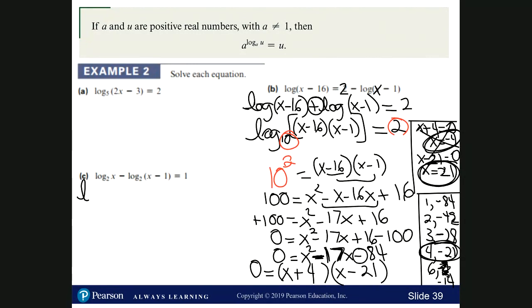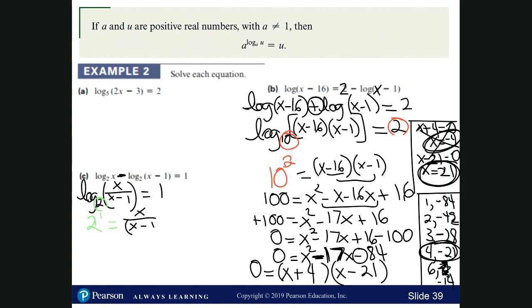Now let's move on to problem C, and we're going to go ahead and condense or write as a single logarithm. So this is the log base 2 of x divided by x minus 1. So this difference of two logs becomes the log of a quotient, and we have a 1 here. Now I'm going to convert this to an exponential expression. So 2 to the power 1 will equal x divided by x minus 1.